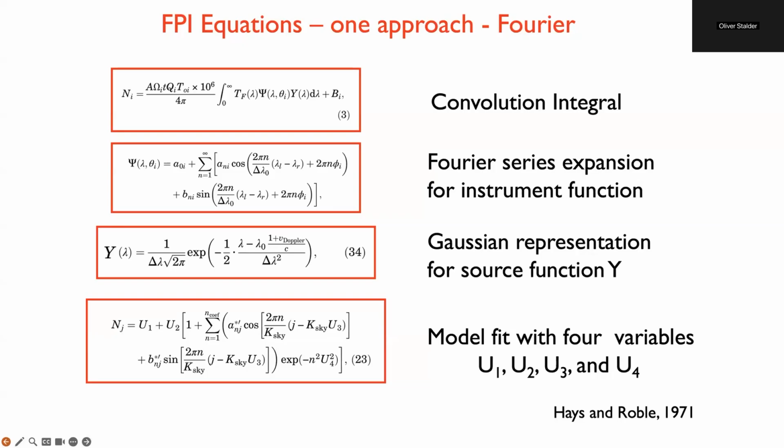So you have four unknowns: the background U1, U2 associated with the intensity, the area, U3, the quantity associated with the Doppler shift, and U4, the quantity associated with the temperature. So you evaluate this in a nonlinear least square fashion, making use of the Levenberg-Marquardt approach. And this is described in the paper by Hayes and Roble in 1971.